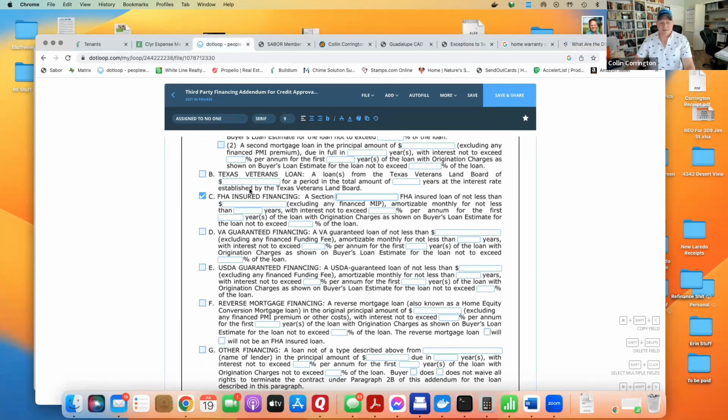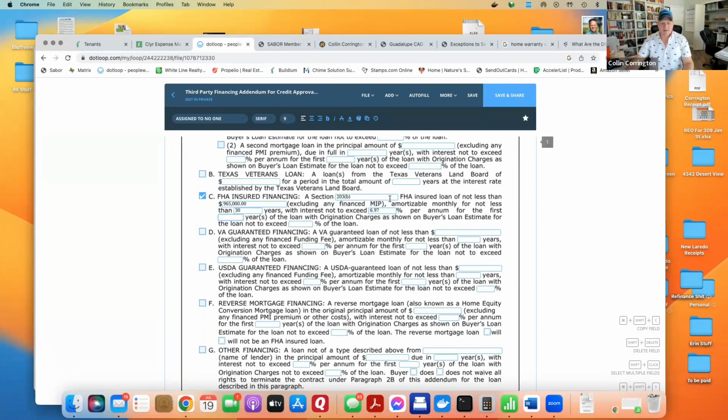Colin, what if I forget this? Ask the loan officer. But 99 times out of 100, it's section 203B. It is a $965,000 loan. It's a 30-year loan with an interest rate not to exceed whatever's on that paperwork. I don't know, whatever it says.